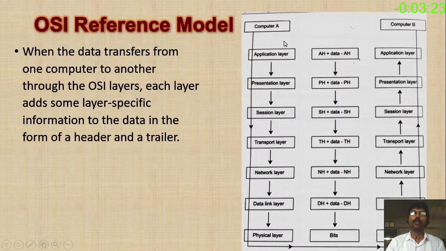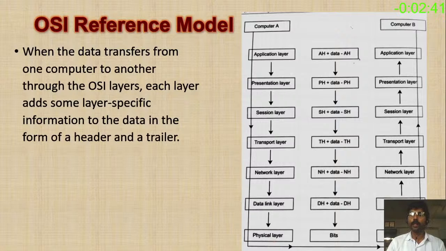If computer A wants to send some message to computer B, it is given to the application layer. The application layer attaches some headers and footers to the data and gives it to the presentation layer. The presentation layer adds its own header and footer and gives it to the next layer. This process continues until it reaches the physical layer. In the physical layer, it will convert the data into signals and send it over a medium.